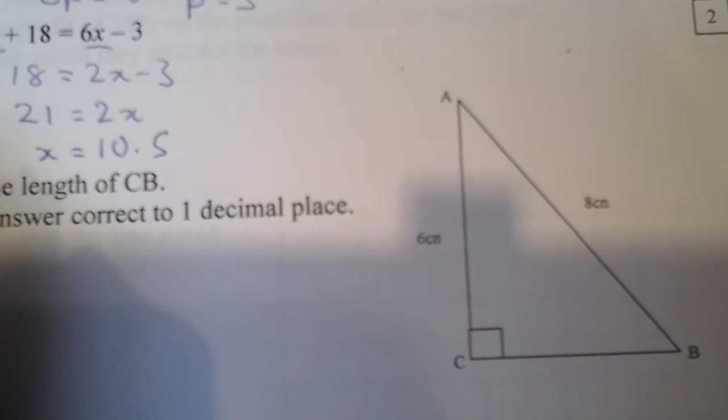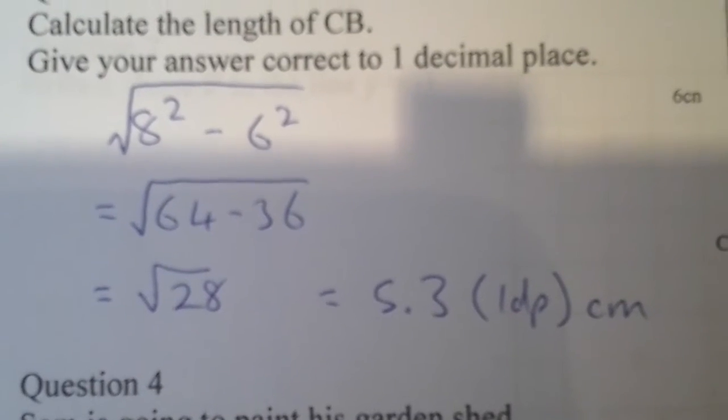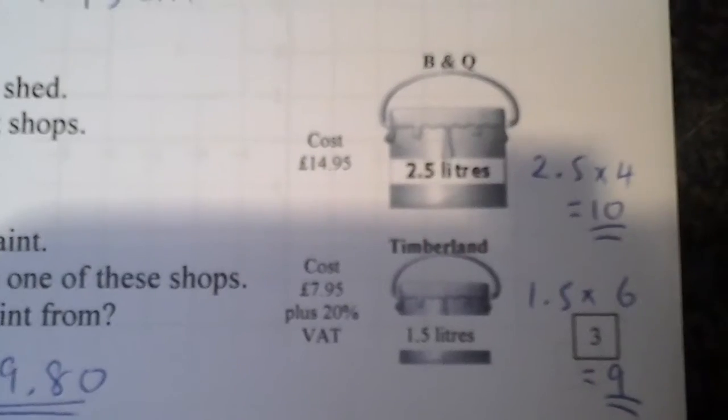Question 3, square, subtract, square root, which gives you 5.3 rounded to 1 decimal place.